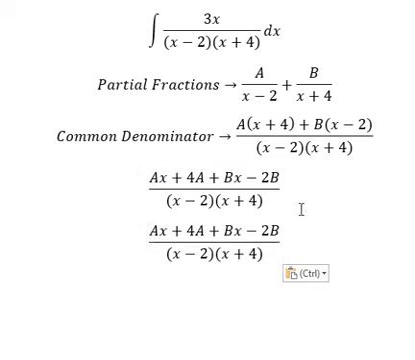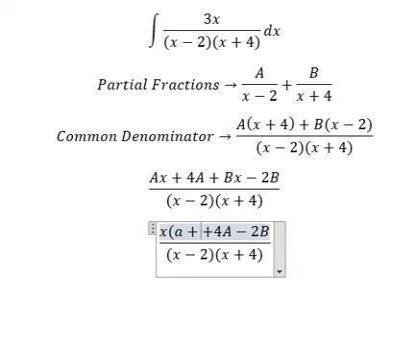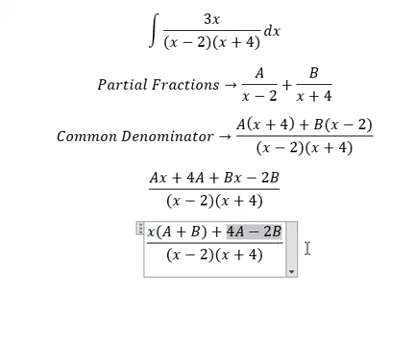Next, we need to arrange based on the terms of s. About s, we have A and B. About the numbers, we have 4A minus 2B.